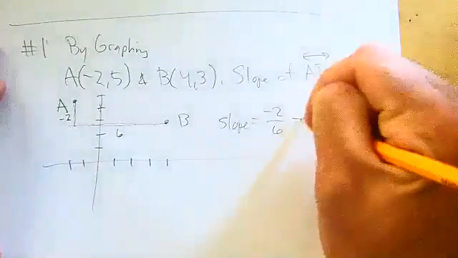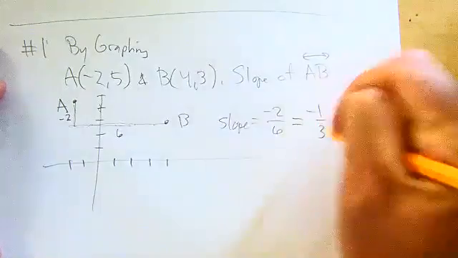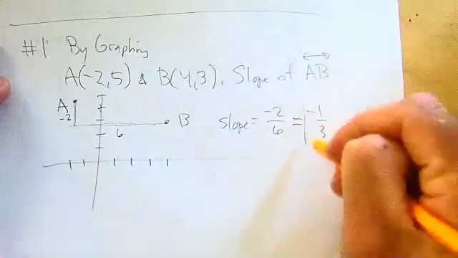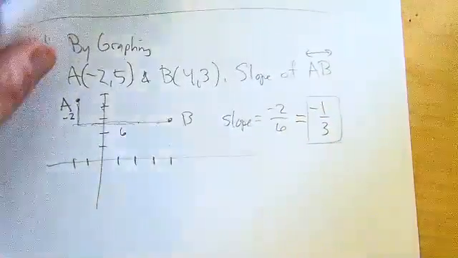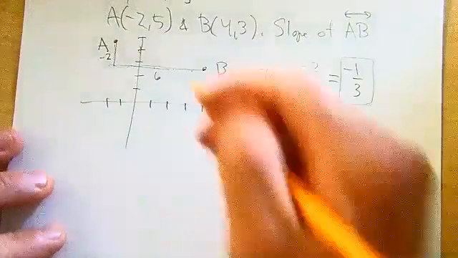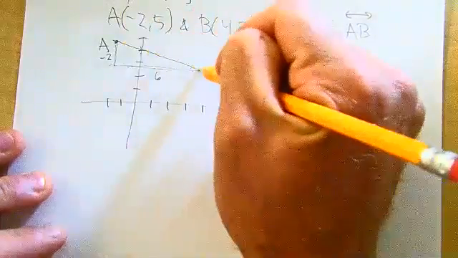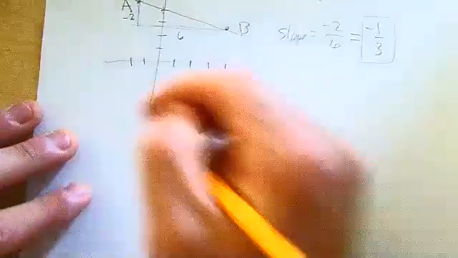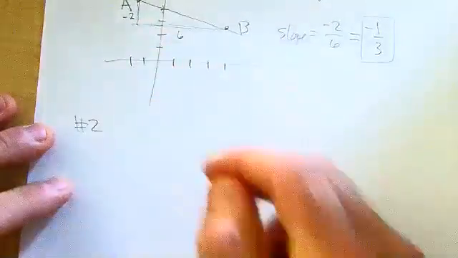Make sure you do reduce it. -1/3. Okay. That would be by graphing the slope of this line, finding the slope here, -1/3. Number 2, we're going to do it using the formula there.